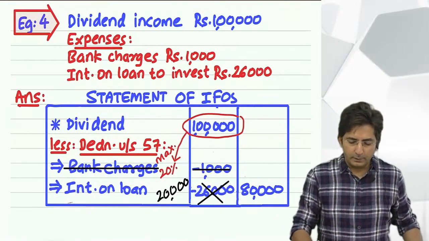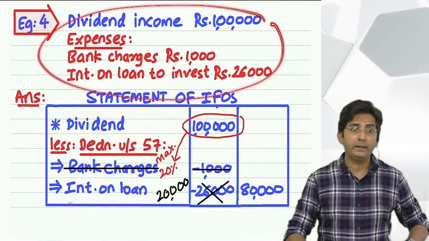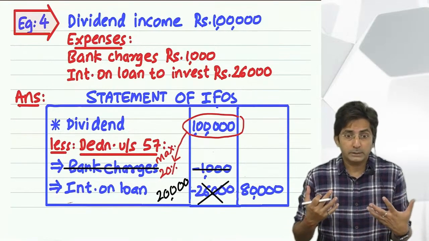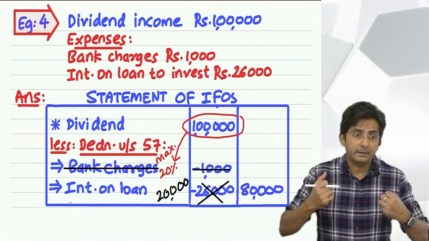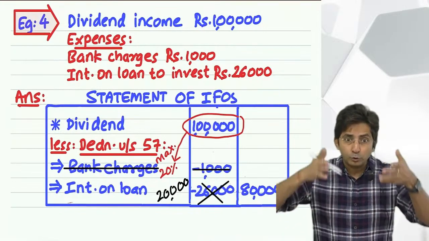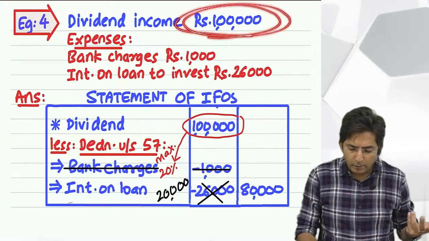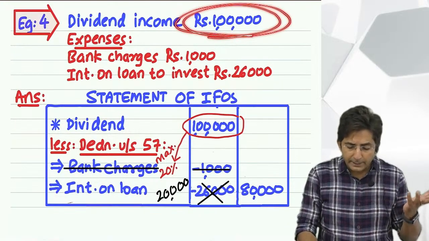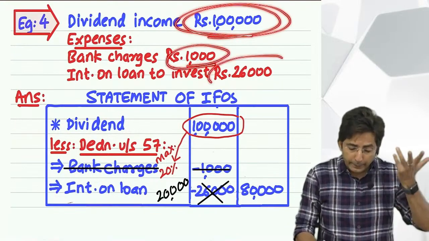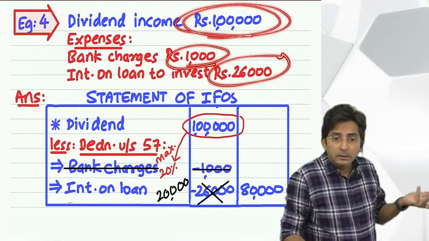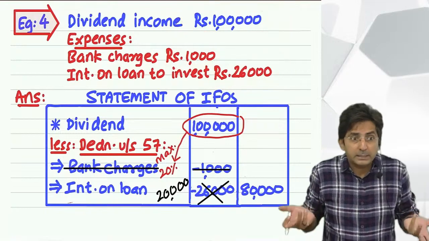See, firstly, after listening to this rule, a person would feel happy or feel bad. You have to think from yourself. Imagine you are earning the income. You will feel bad or not? You should feel bad. Because a person would think, I have earned dividend of 1 lakh, but I have incurred expenditure of 26,000. My expenses were 27,000. But I am not given full deduction.